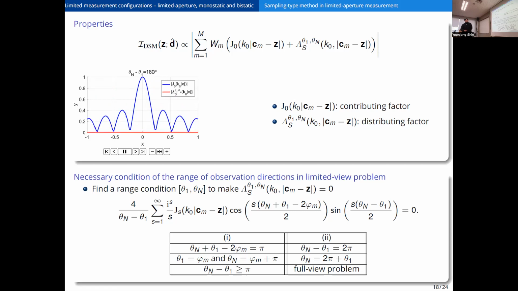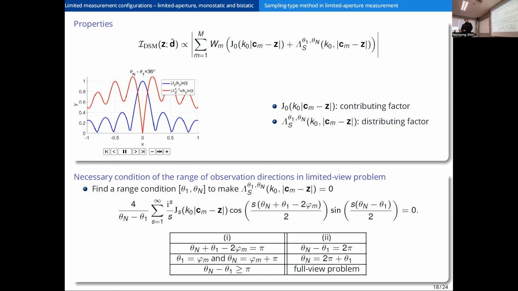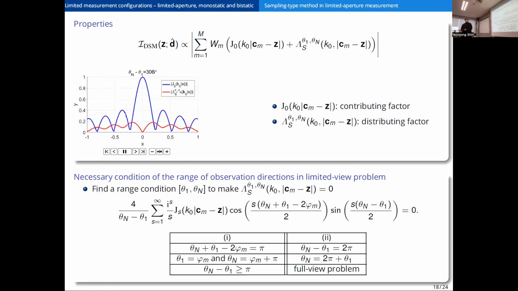So first case, theta n minus theta 1 is 2 pi. This means the full view. Then there is a cancellation, and that's why gamma S equals 0. That's why we have a better result in the full view problem. Also, when theta n minus theta 1 is larger than pi, we have a better result.